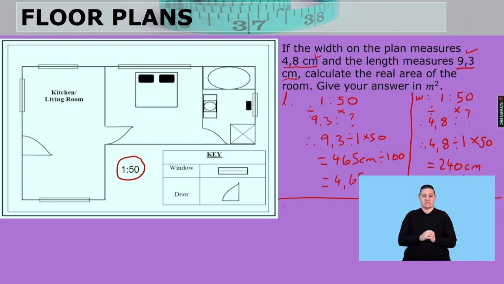Therefore, area is, let's think about it. The shape is a rectangle. Length times breadth. So in this case, length times width. Same thing, breadth and width. So 4,65 times 2,4. All right, and I get 11,16 square meters. We made it. Great stuff. Nice work, boys and girls. Proud of you. Let's go on to the next one.